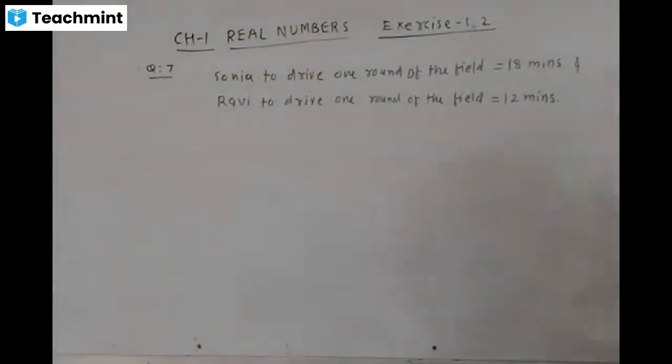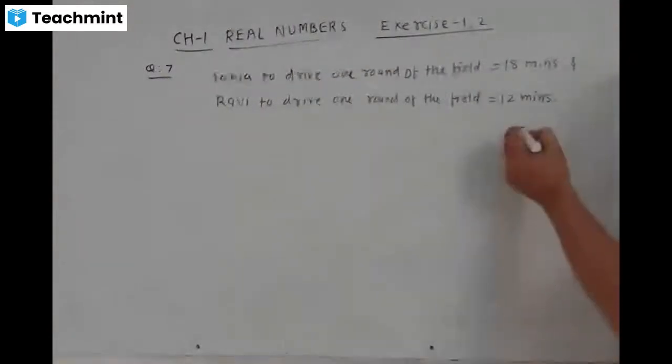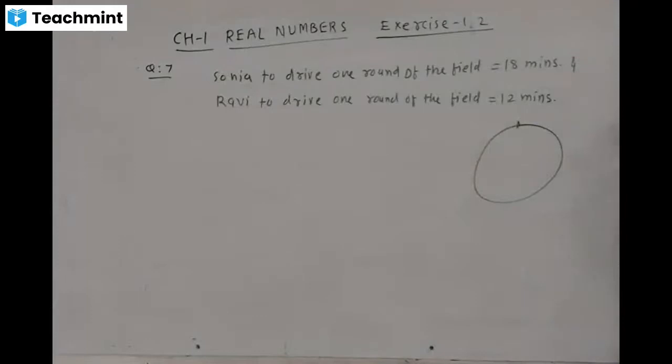Here, Sonia to drive one round of the field takes 18 minutes. After 18 minutes Sonia will come back to this same point. Okay, the initial point is the starting point and they both started running in this direction, the anticlockwise direction. Sonia to drive one round of the field is 18 minutes and Ravi to drive one round of the field is 12 minutes. After how many minutes will they meet again?